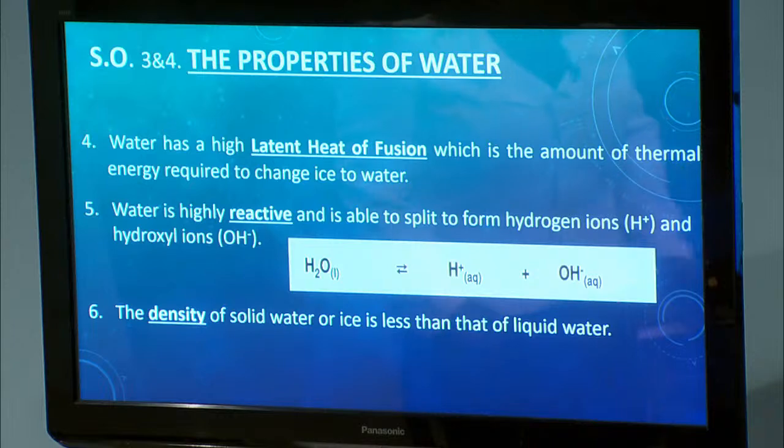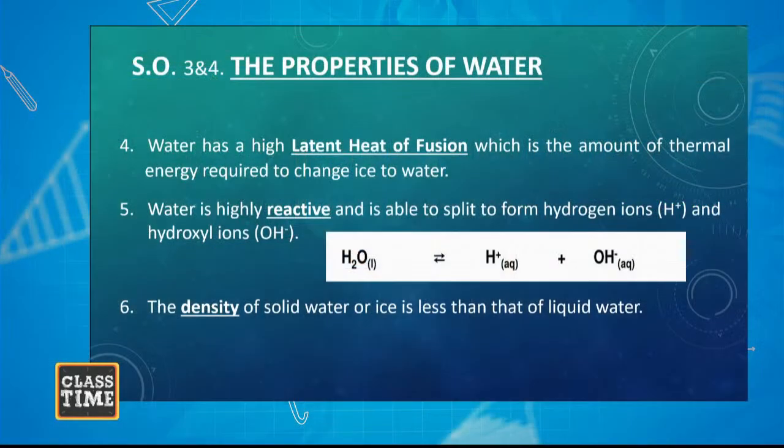So let's continue with the properties of water. The fourth property is that water has a high latent heat of fusion. And fusion is synonymous with the word melting. It's the amount of thermal energy required to change ice to water. Fusion, melting, changing from ice to water, we say that the ice melts. Now, this is very important in the scheme of things because you're going to need a large amount of heat or thermal energy to change a small amount of ice to water.